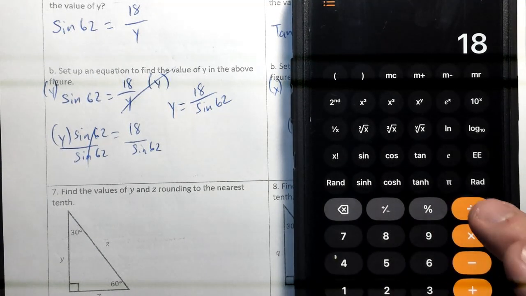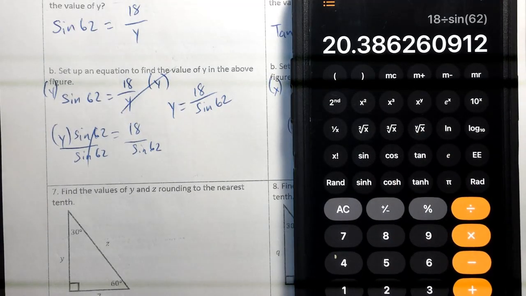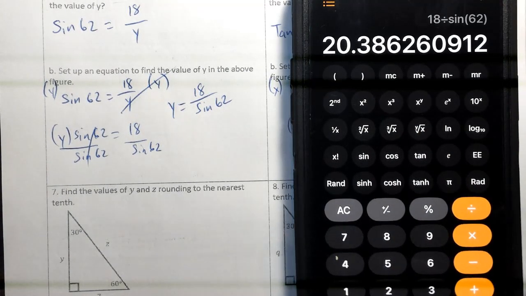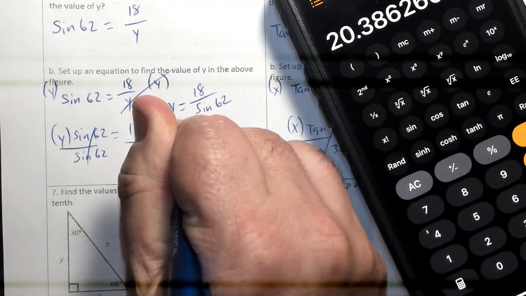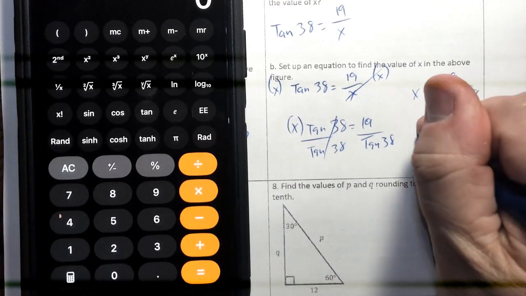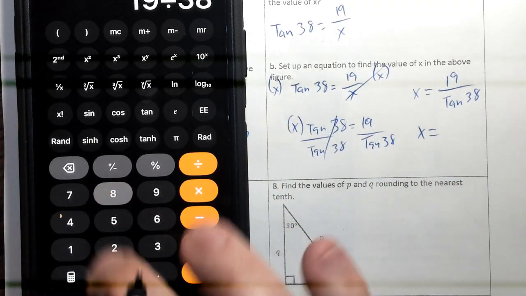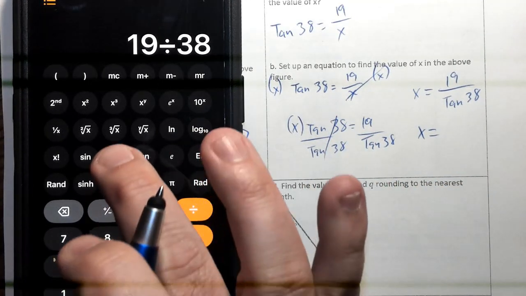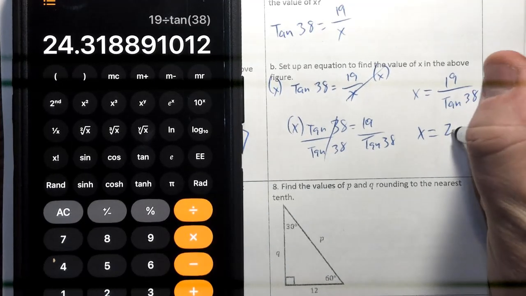So y equals 18 divided by sine 62 equals 20.38. We're going to round it. So y equals 20.4. All right, for the other side, x equals 19 divided by tangent 38. So 38, tan equals 24.31. And we're just going to say 24.3.